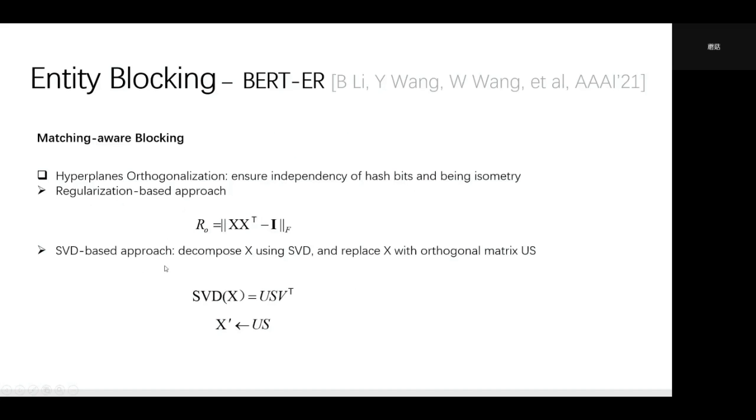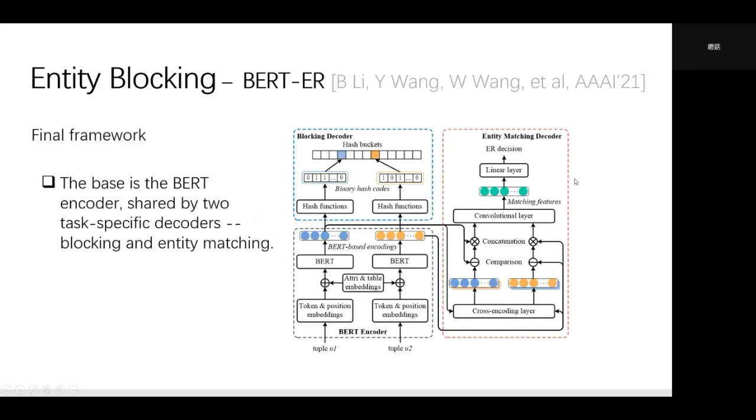The BERT encoder is the component that outputs the dense representations of the two tuples, U1 and U2. The entity matching decoder will be discussed later. In the blocking decoder, we use hash functions discussed previously to transform the dense representation to the binary hash code, such that if two tuples are matched, their hash codes should be close in the Hamming space.